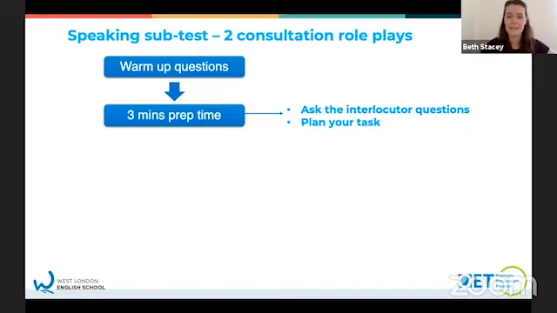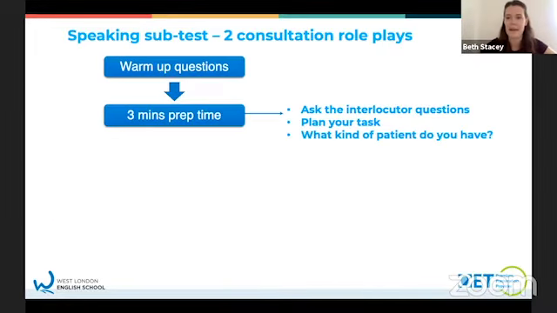This 3 minutes is also time for you to really plan what you're going to do and the structure that you're going to have. So you will start the role play and then the interlocutor will reply and they have their card as well. So they will go to their task and then you come back to your task and then they go back to their task. And it's really important in these 3 minutes that you really plan what you're going to say and how you're going to say it.